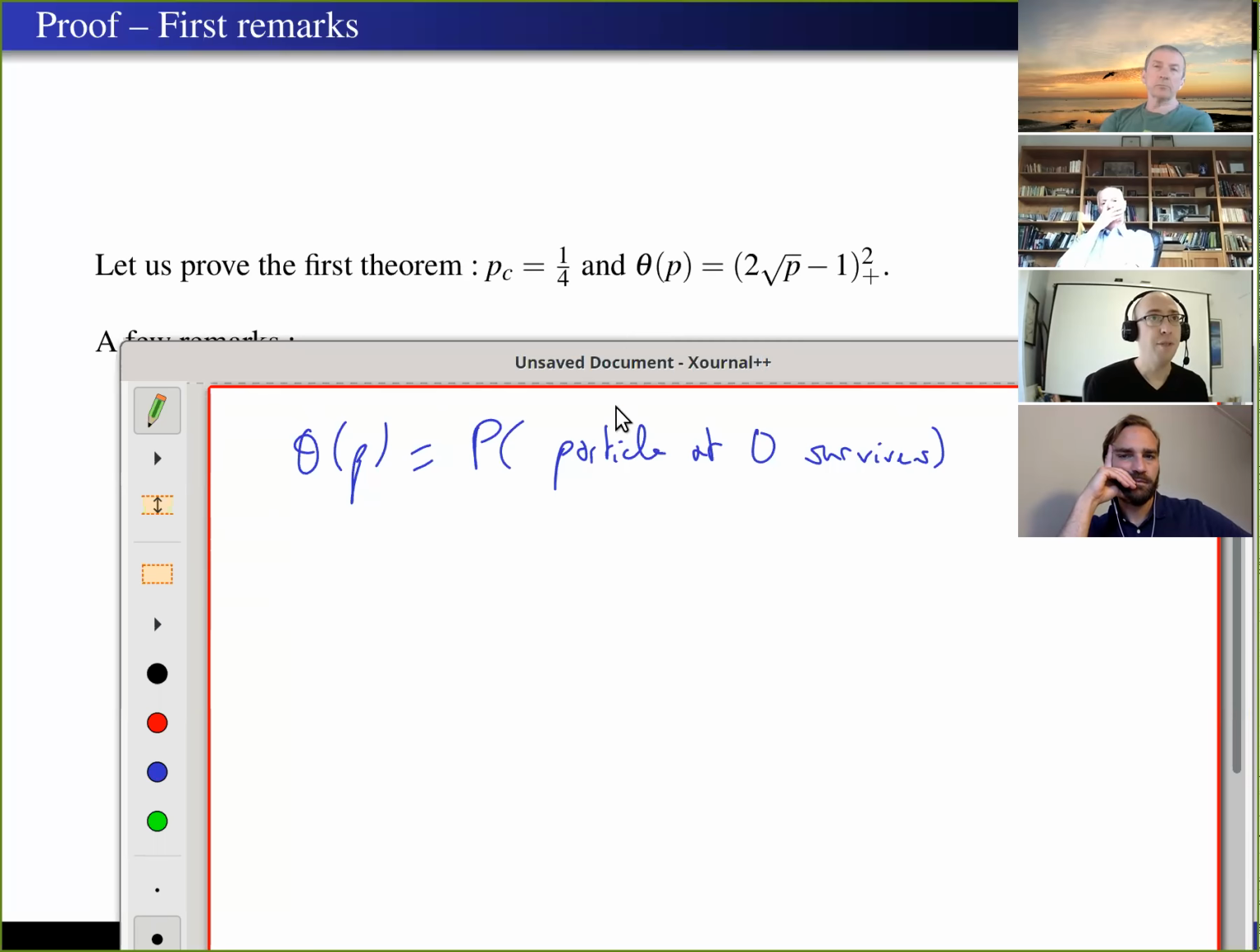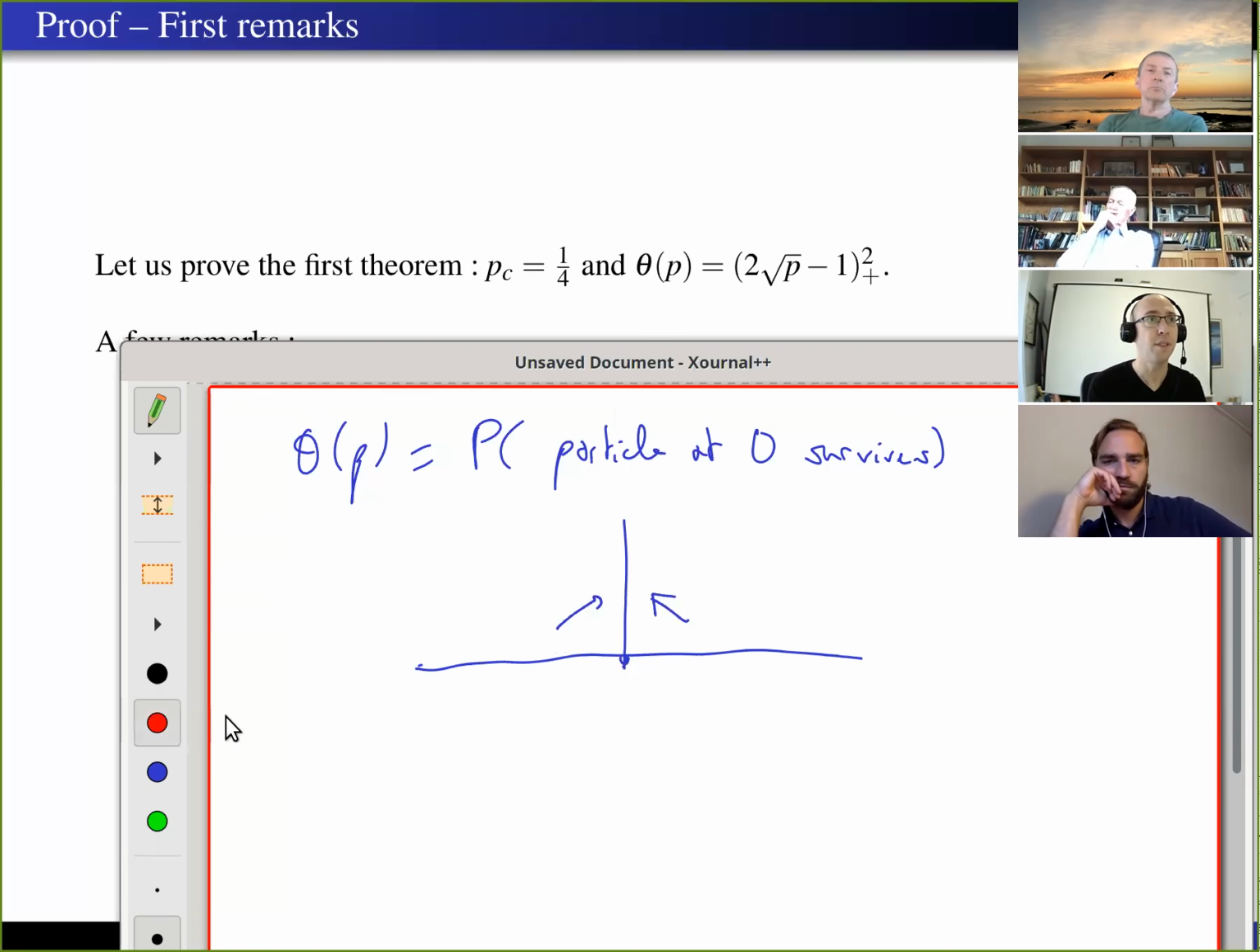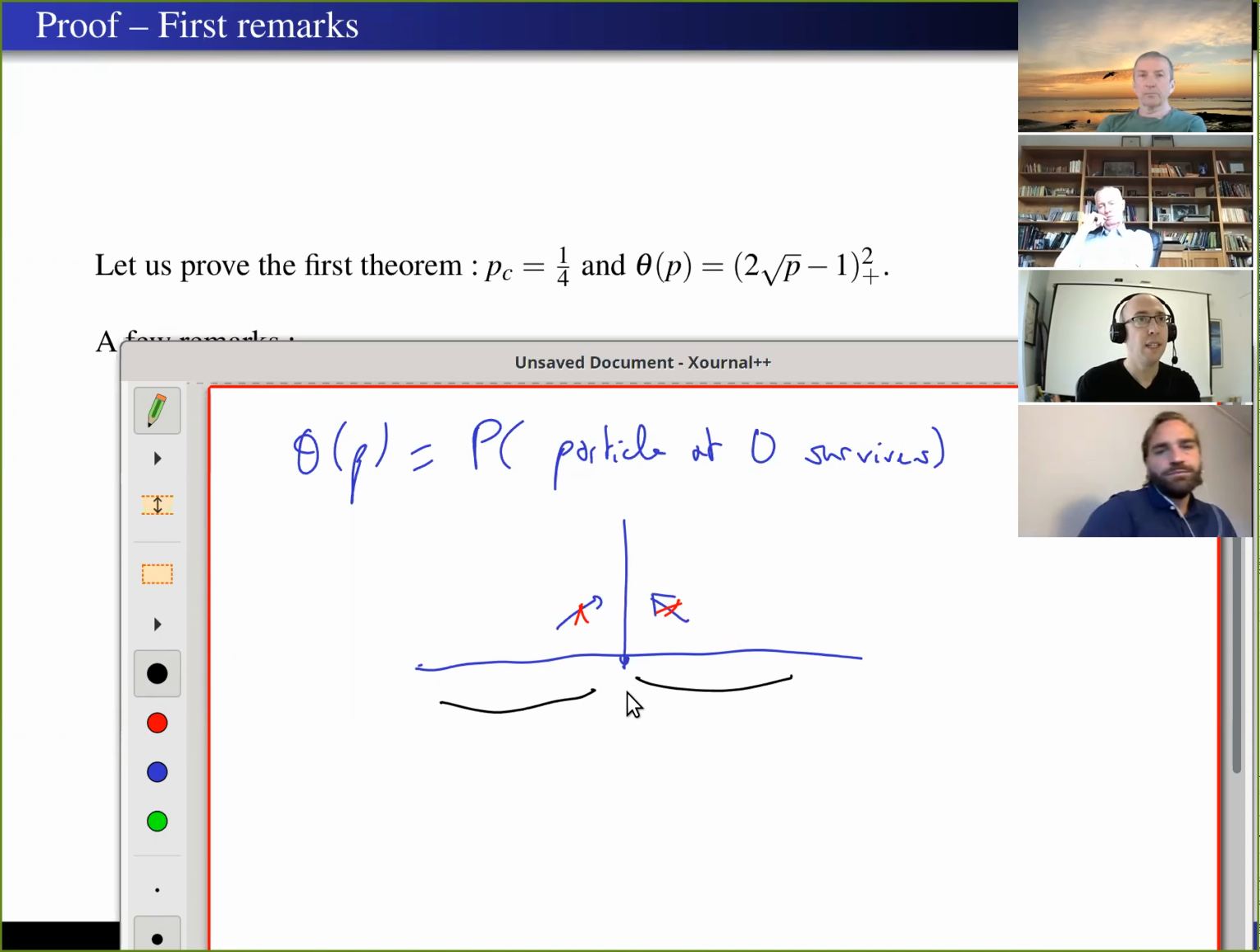So how can you compute this probability that the particle at 0 survives? Well, for the particle at 0 to survive, it means that it's hit neither from the right nor from the left. So you cannot have particles hitting 0. And these two parts of the environment are independent, because they are separated by this particle at 0, which is stationary. By symmetry, these two events have the same probability.